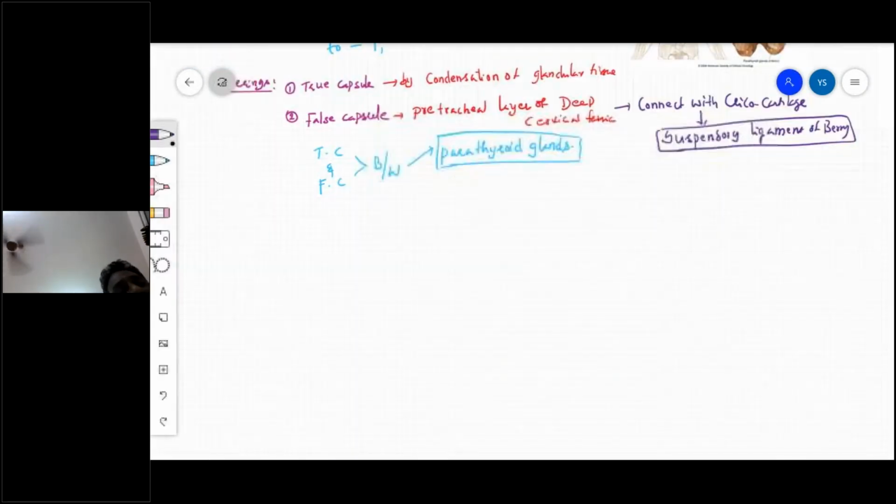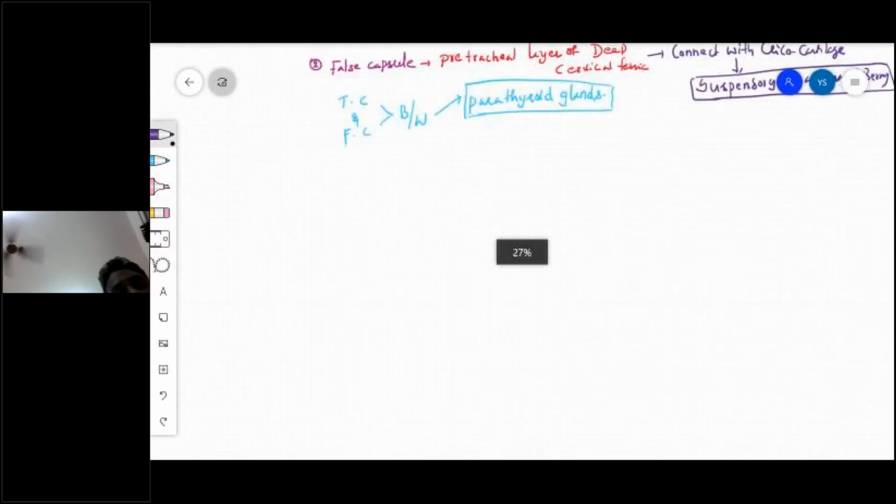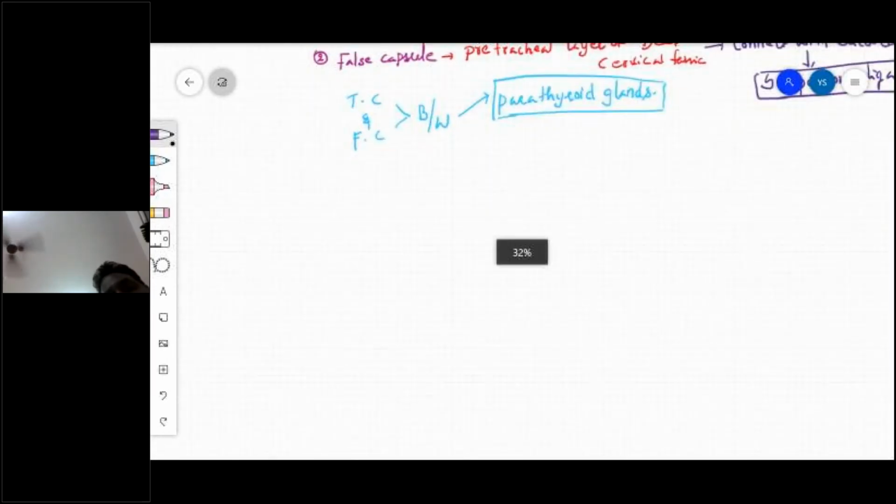Now we come to the parts and relations of the thyroid gland. Parts and the relations of thyroid gland.